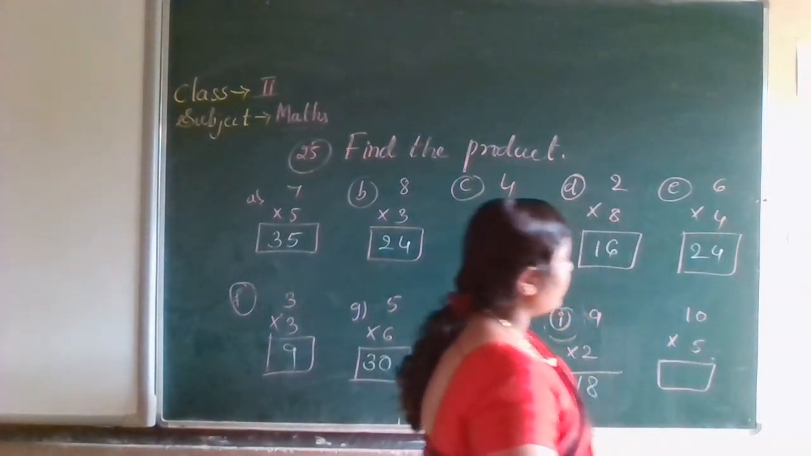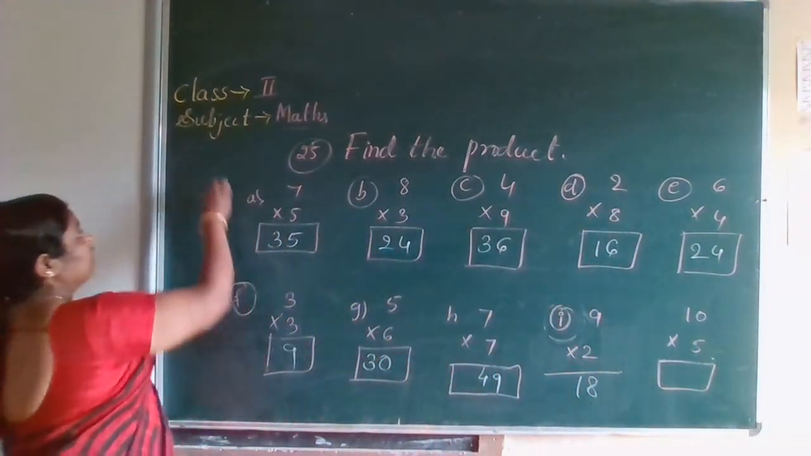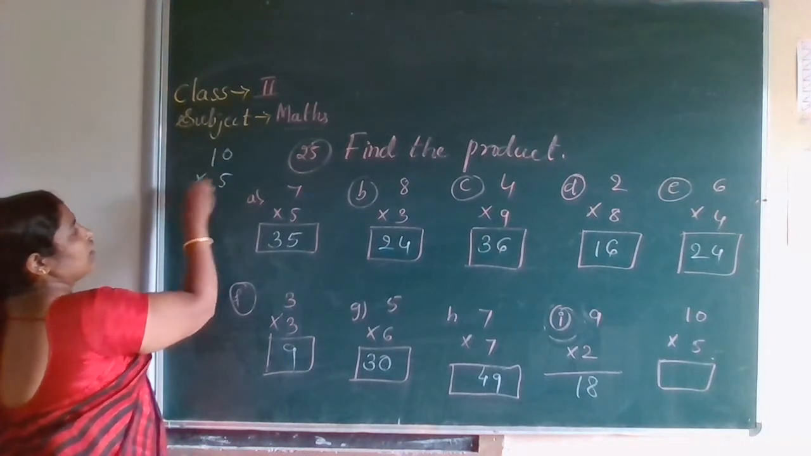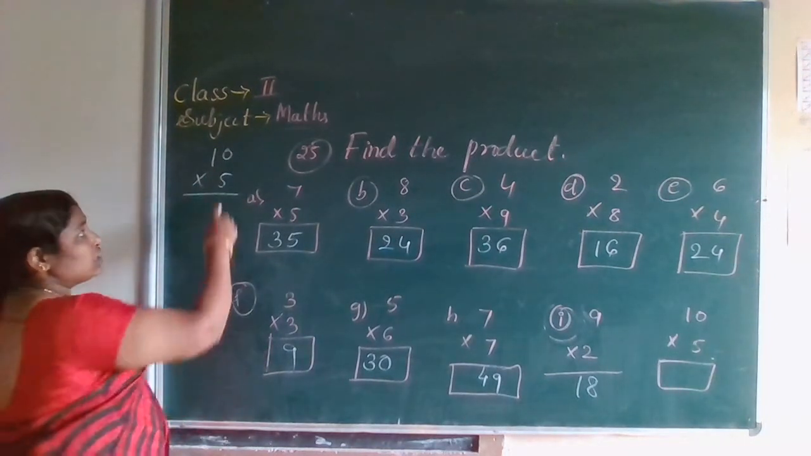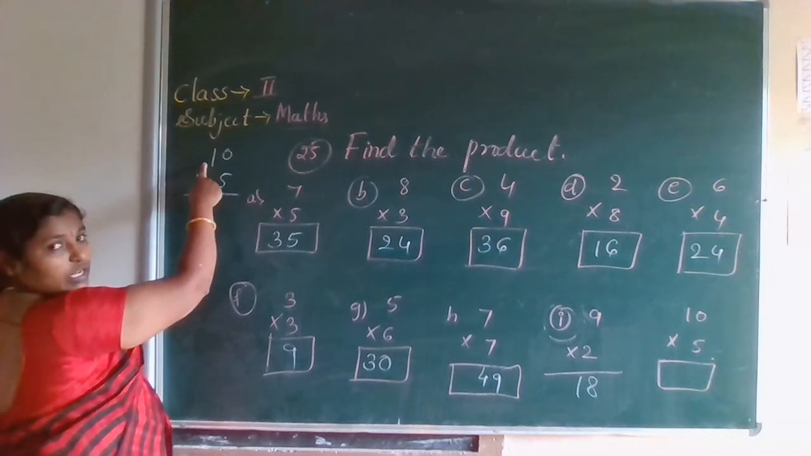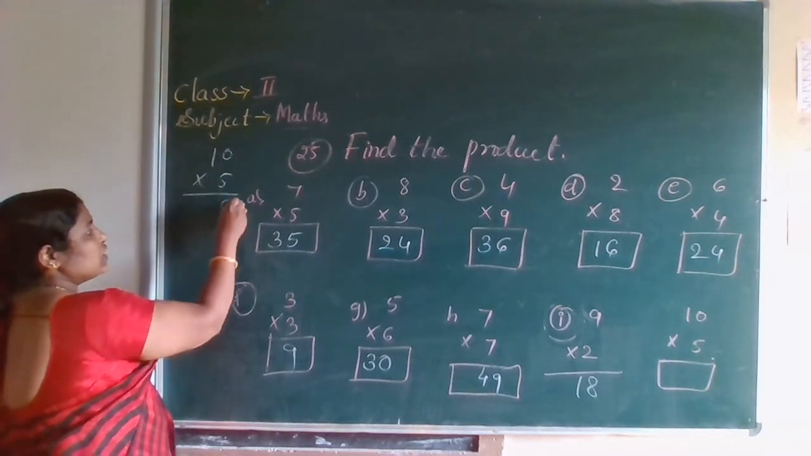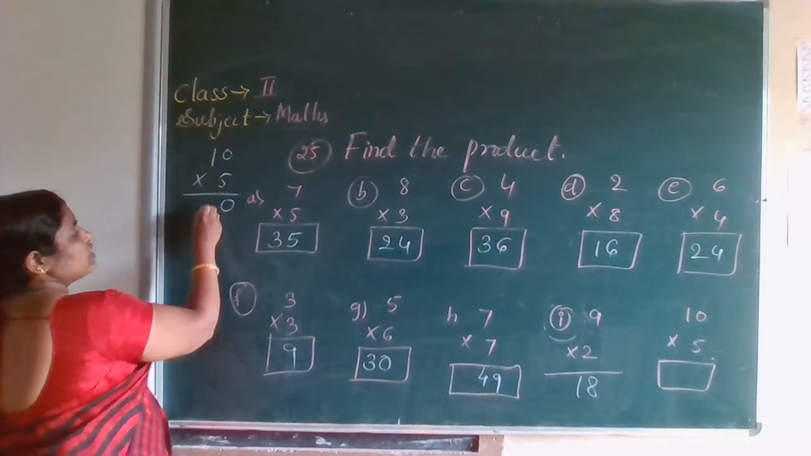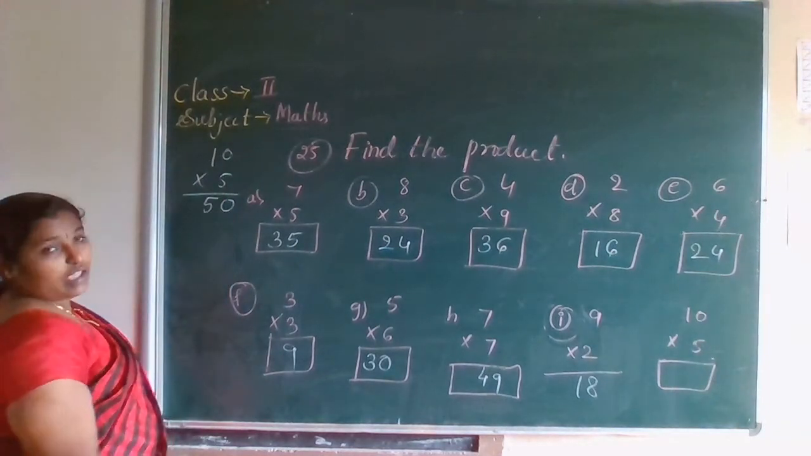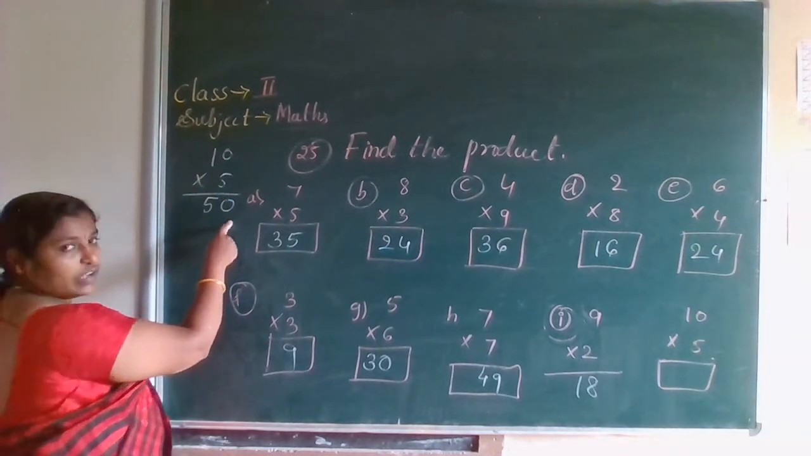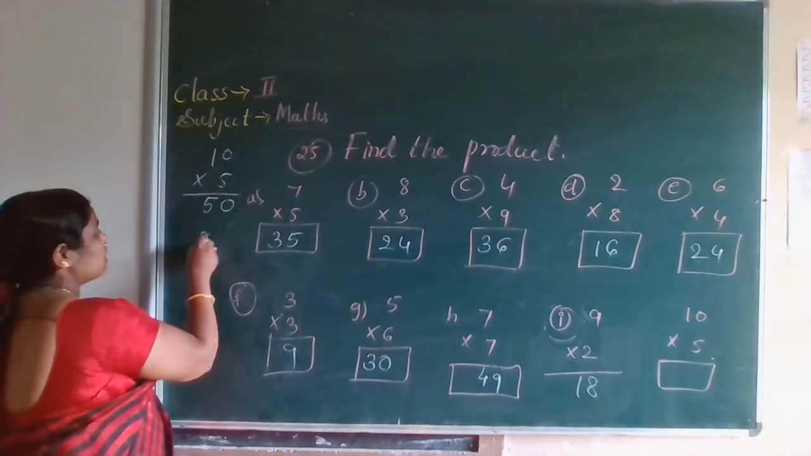See this problem. 10 into 5. You have to multiply first with one number and then with the other number. 5 zeros are 0. 5 1s are 5. Okay. 5 10s are 50. Okay. One more example.